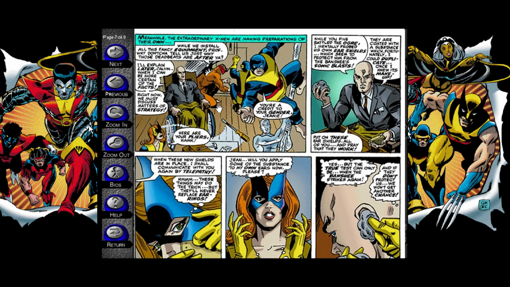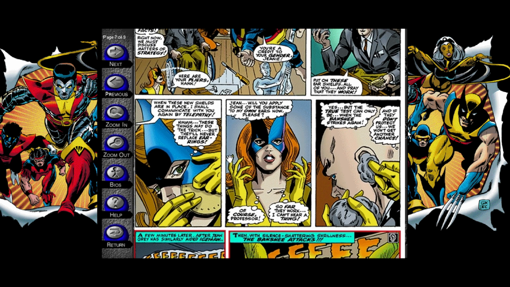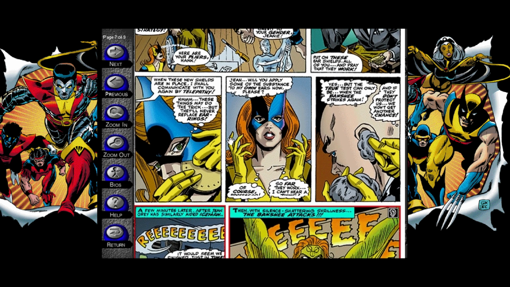Realizing their enemies will return for their prize, namely him, Professor Xavier leads his X-Men through a series of preparations. With powerful ear shields blocking their hearing, the Professor will communicate with the team through telepathy. Soon, Cerebro warns of the approach of Banshee, who knows he must prevail, or else.